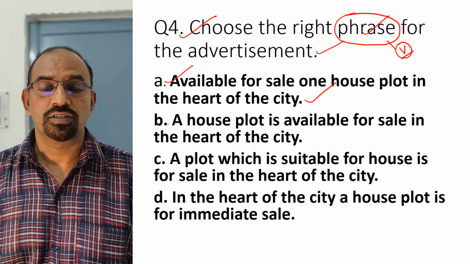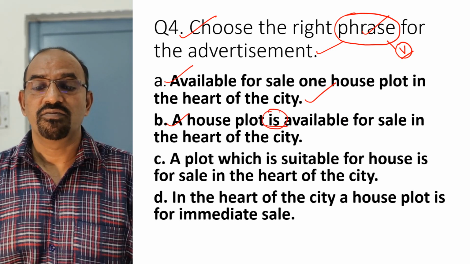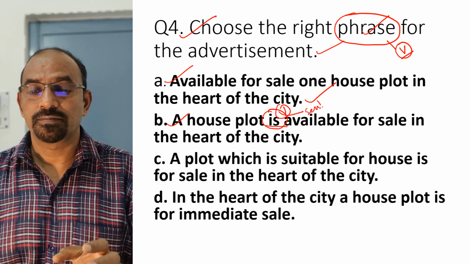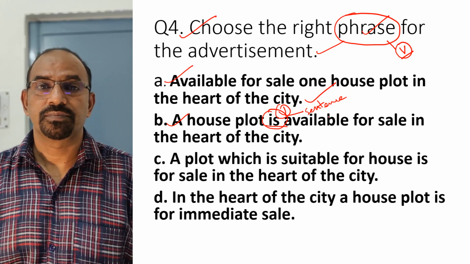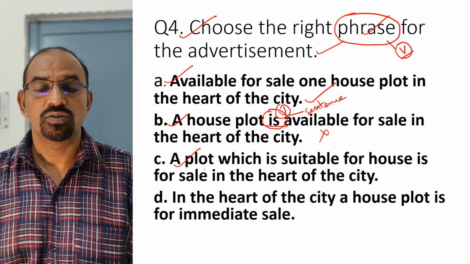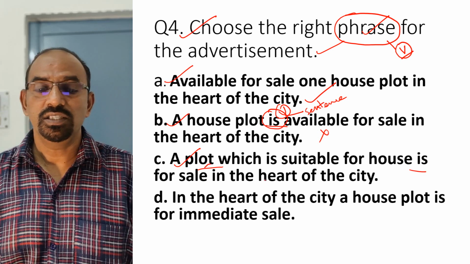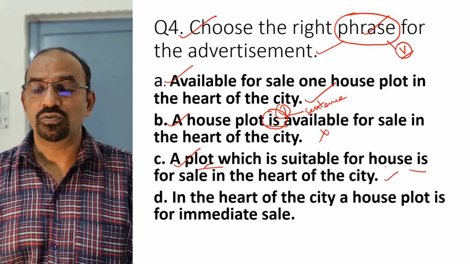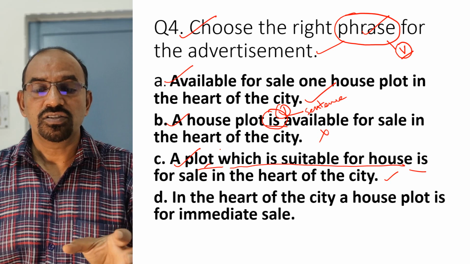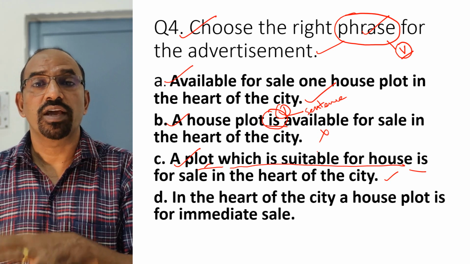Let's check the other options. A house plot is available for sale in the heart of the city. Here the verb is used, so it turned into a sentence, not a phrase. So we can avoid this one. A plot which is suitable for house is for sale. So this is also a sentence. A plot is for sale in the heart of the city which is suitable for house. Look at the elaboration of this sentence. Instead of a house plot, it is given as a plot which is suitable for a house.